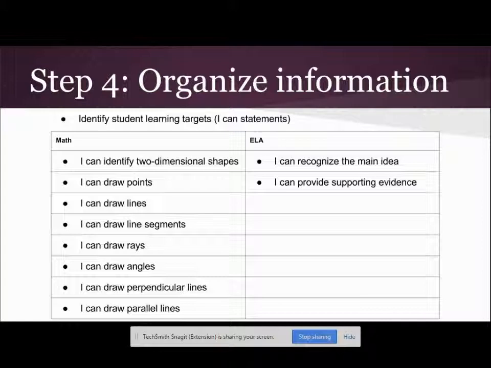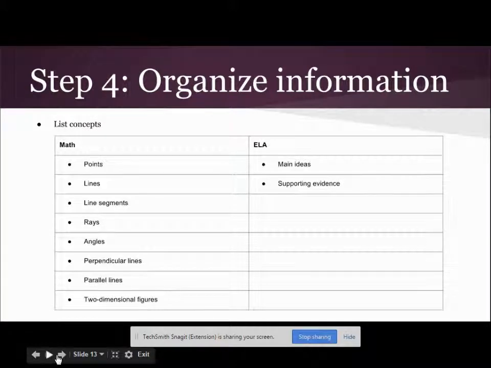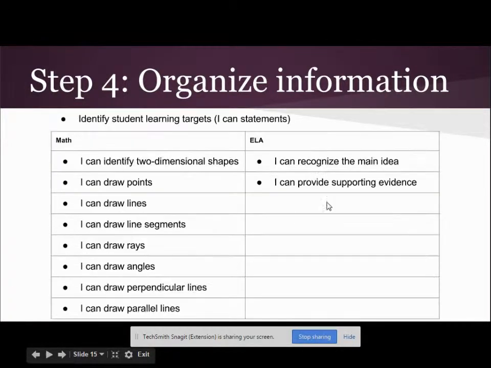A standard answers the question, where am I going in my learning? Learning targets show the students the path to get there. These learning targets also eventually lead to common assessments. So as you can see here, I took my skills and concepts and wrote student-friendly I can learning targets.